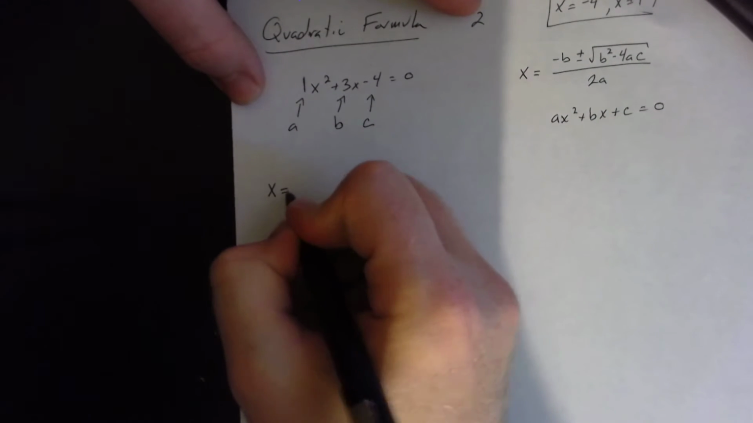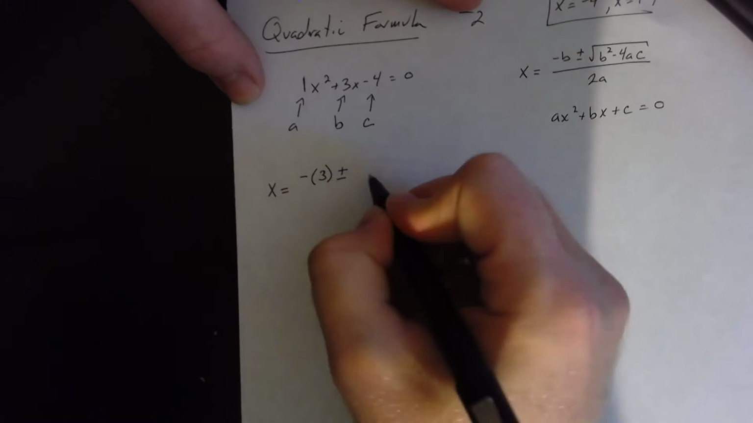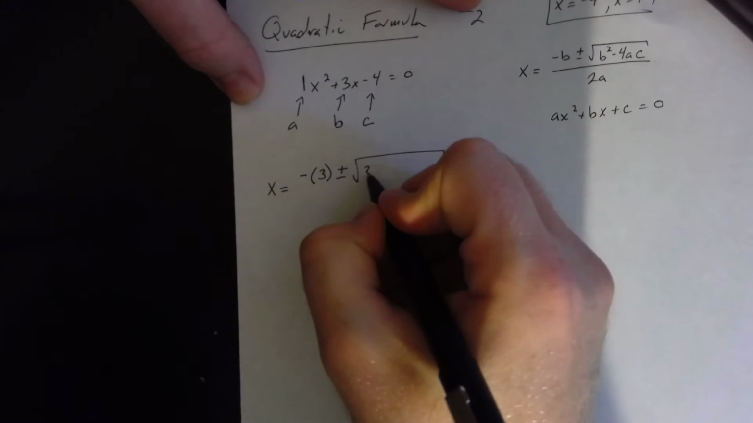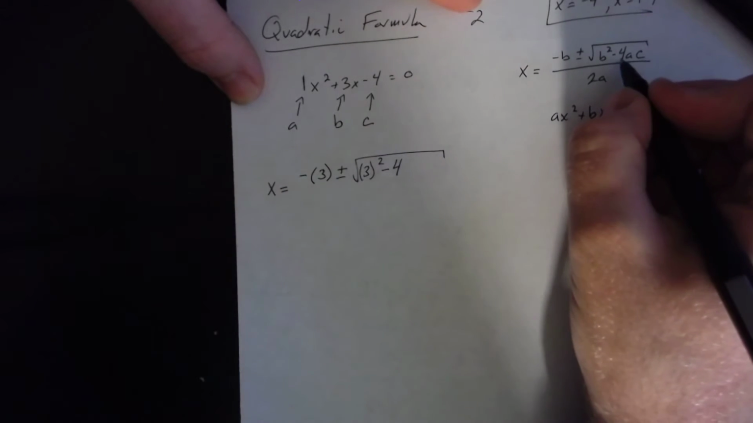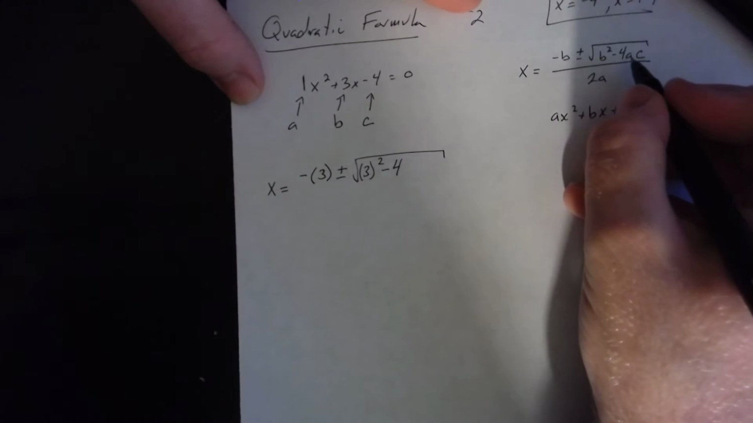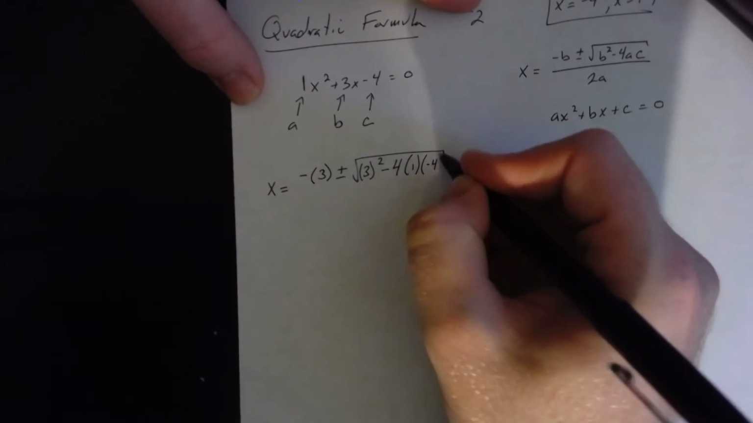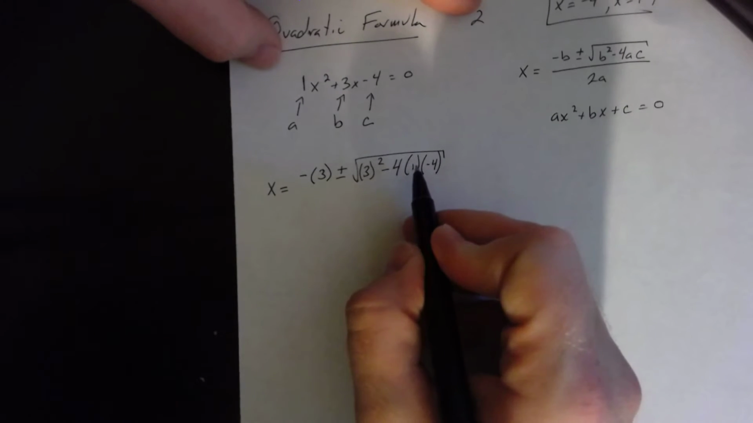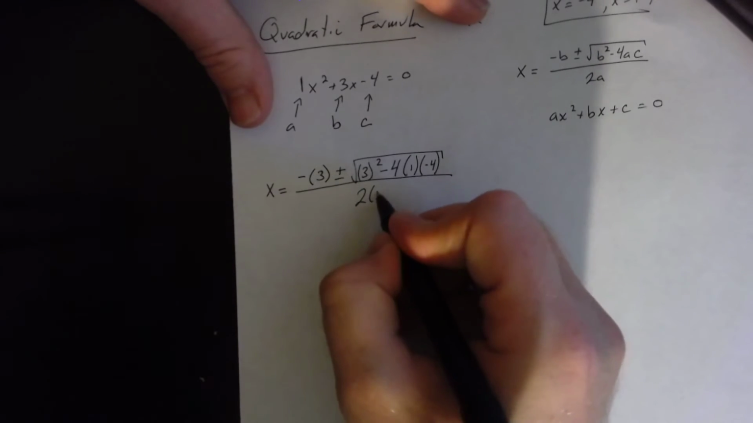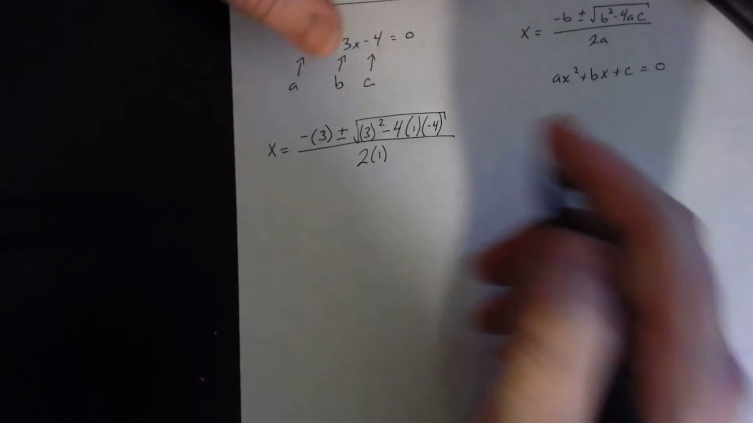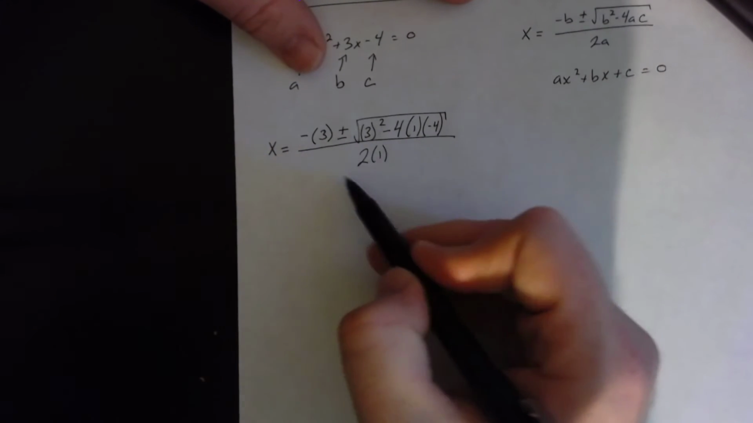So my formula is x equals negative my b value, in parentheses 3, plus or minus the square root of my b squared, 3 squared, minus 4. Again, this 4 is from the formula. Then my a value is 1, and my c value is negative 4. Be very, very careful that all of these numbers you're plugging in end up in parentheses. This is all divided by 2 times my a value being 1. So this sets me up to have a simplification inside the radical, a simplification here if possible, and a simplification down here if possible.